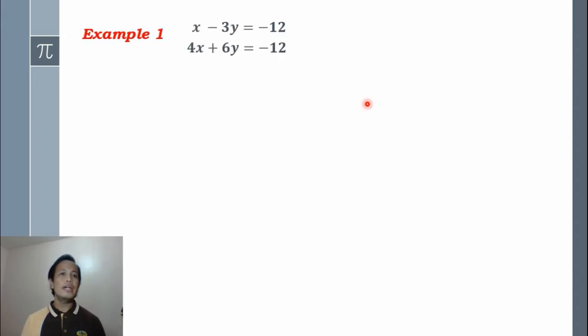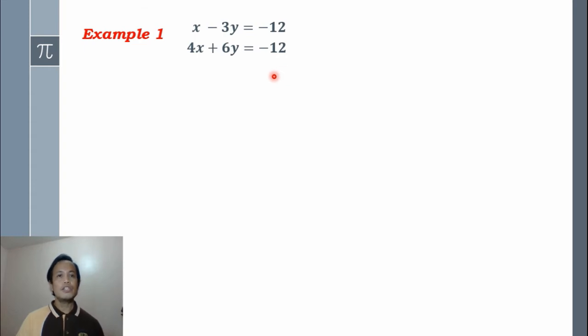For example, we are given this set of equations: x minus 3y equals negative 12 for equation 1, and 4x plus 6y equals negative 12 for equation 2. So as you can see, we have these variables x and y. Our focus here is to solve for the values of x and y that will make the equations balanced, or the values of x and y that will make these two equations a true statement.